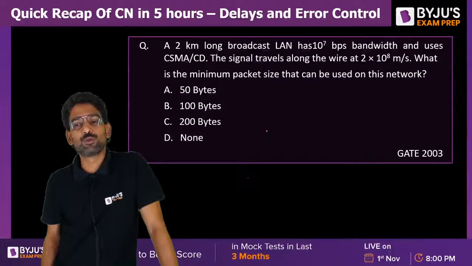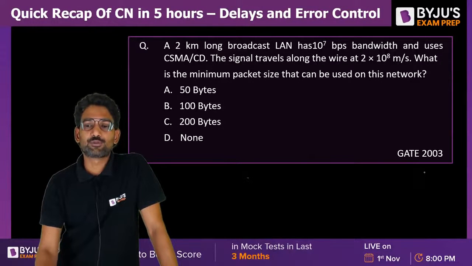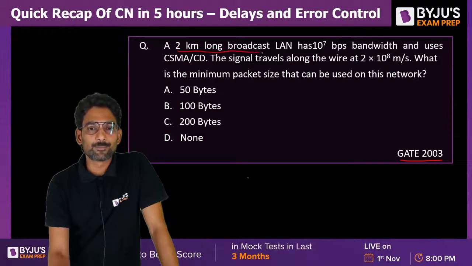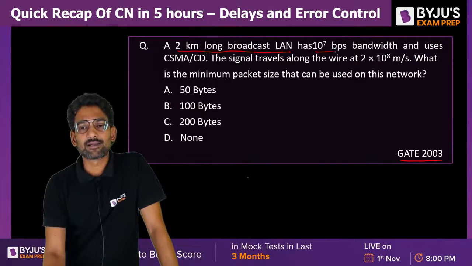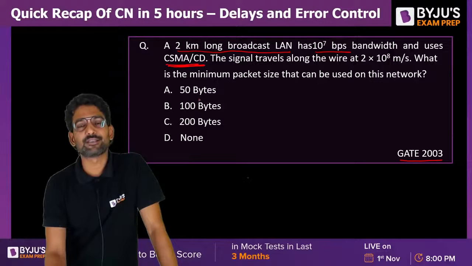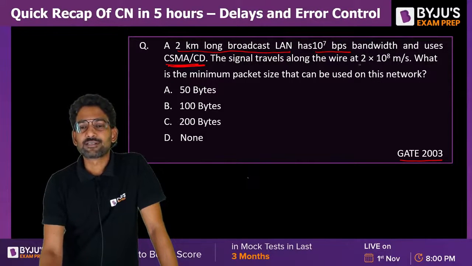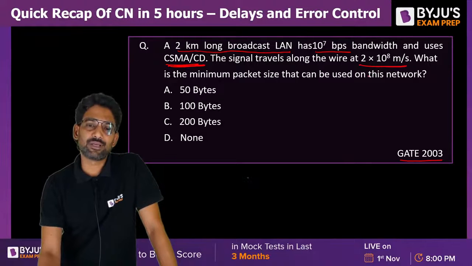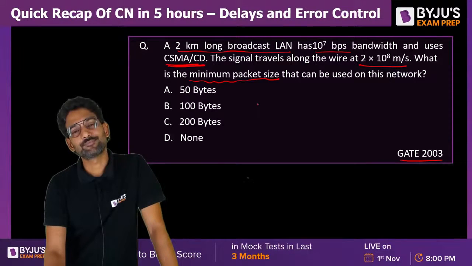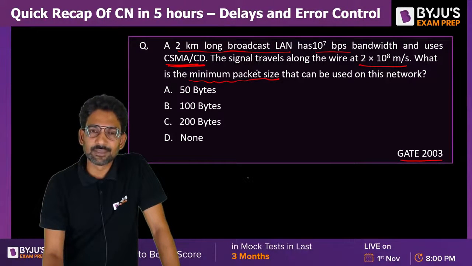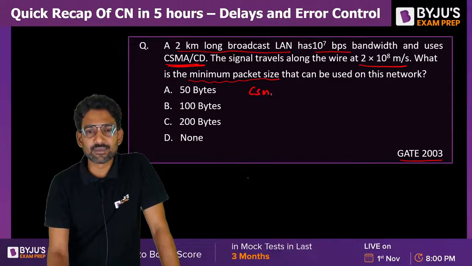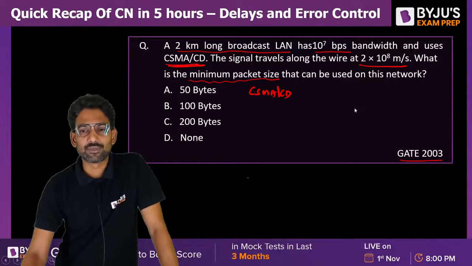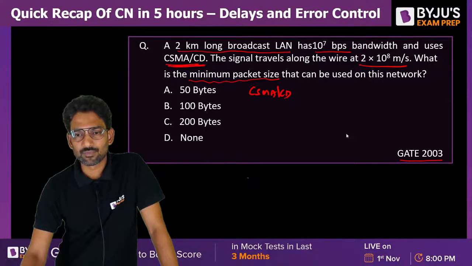Now you look at the question. We have a 2003 GATE question here. A 2 kilometer long broadcast LAN has 10 raised to 7 bps bandwidth and uses CSMA CD. Signal travels along the wire at a certain speed. If so, what is the minimum packet size? Quickly calculate, son. As it is given CSMA by CD. So let me change the color.